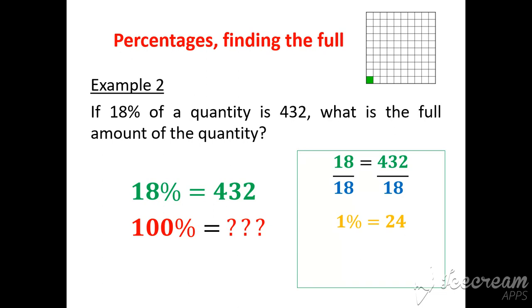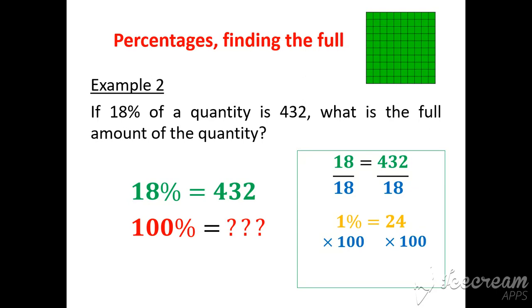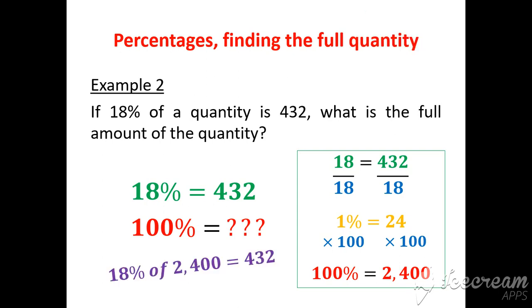So if 1% is equal to 24, we're trying to find out what 100%, the whole square, is. We're going to multiply by 100. 1 times 100 gives us 100%, and 24 times 100 gives us 2,400. So the full amount of the quantity is equal to 2,400. Again, we can do a very quick check. 18% of 2,400 gives us 432. We know we're correct.